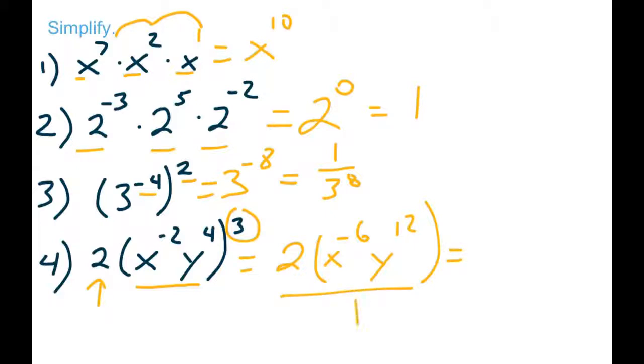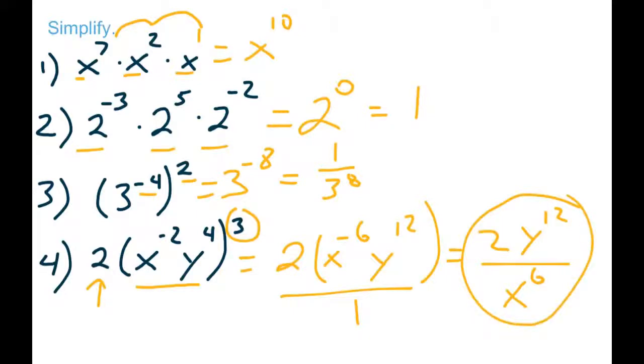So imagine this is all over 1. The 2 stays in the numerator. The x to the negative 6 goes down to the denominator and becomes x to the positive 6th. And y to the 12th stays in the numerator because that's a positive. And then that's my answer.